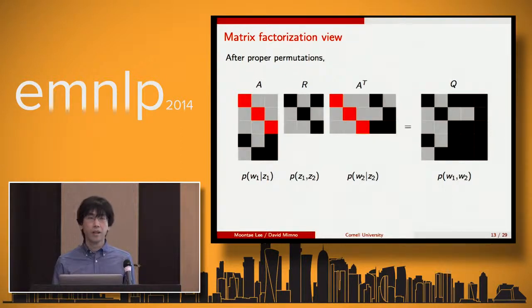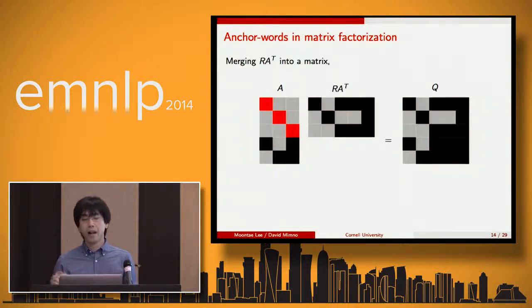And it means if we have the anchor word assumption, then our topic matrix A has a diagonal matrix like this. And note that the matrix Q is also properly permuted with respect to A's permutation. So merging those R and A transpose parts into one single chunk, it's easier to view as a non-negative matrix factorization because we have only 2 different chunks of matrix.